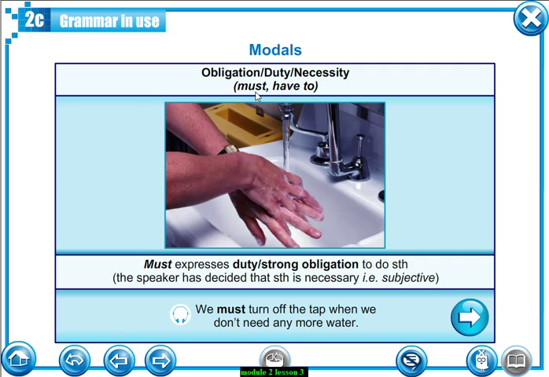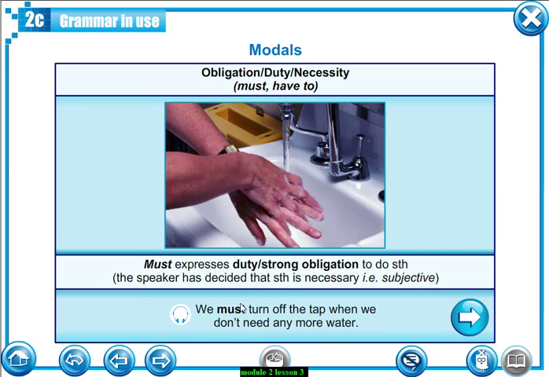We use must or have to to express duty or strong obligation to do something. But be careful, we have to focus that it is the speaker himself who has decided that something is necessary. For example, we must turn off the tap when we don't need any more water.